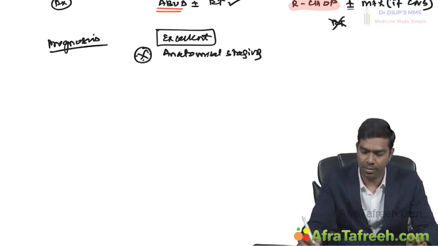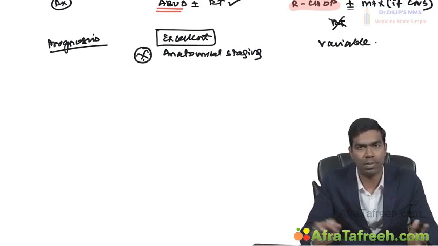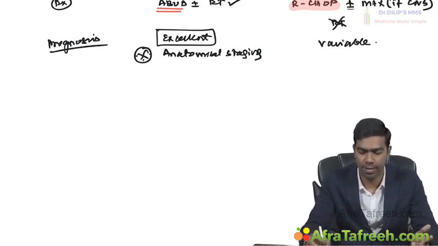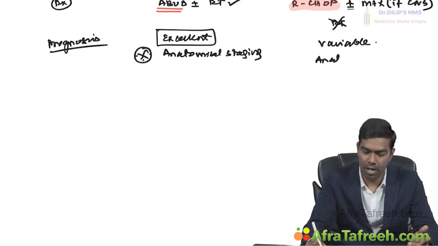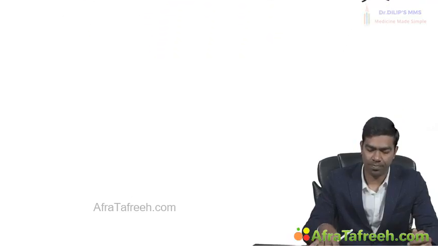Whereas here, prognosis is highly variable depending on whether the lymphoma is indolent or aggressive. Depending on that, the prognosis will be completely variable in case of non-Hodgkin. At the same time, anatomical staging in non-Hodgkin lymphoma is not that important. That is not going to give you the prognostication very clearly in case of non-Hodgkin. All these are really important points to understand.